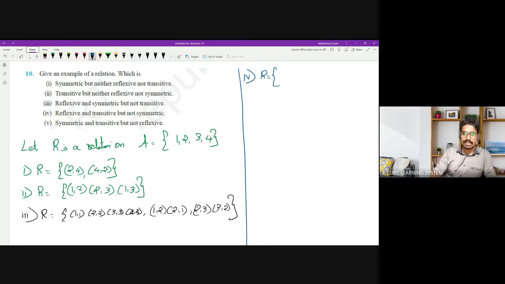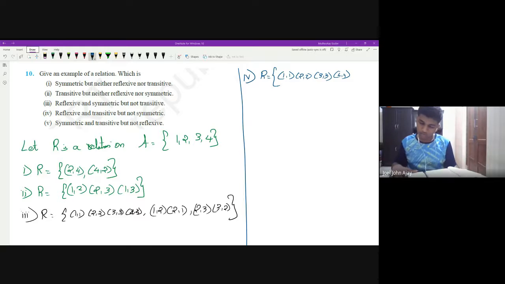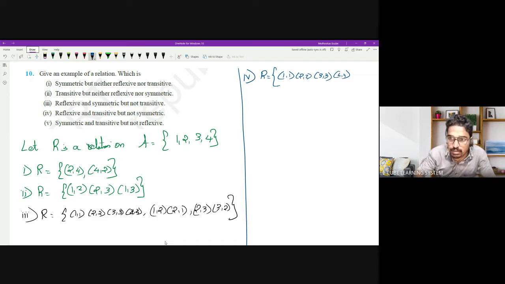Reflexive ആണ്, transitive also, but not symmetric. If it is reflexive, immediately we can write 1 1 2 2 3 3 4 4. It should be transitive but not symmetric. I think it is simple. Joy. Fourth one. 4 3 കൂടി. 4 3 കൂടി. Include only 4 3. അപ്പോൾ ട്രാൻസിറ്റീവ് അല്ല എന്ന് പറയുന്നത് എങ്ങനെയാ?